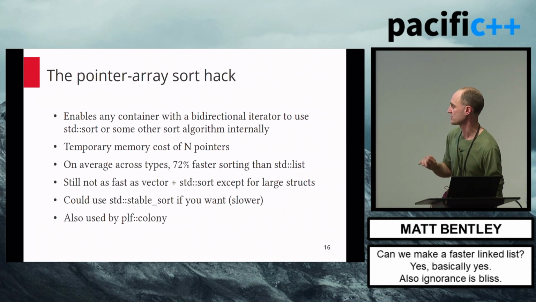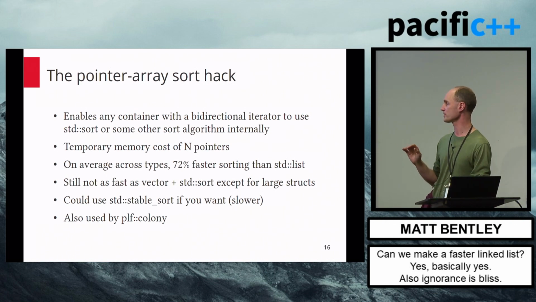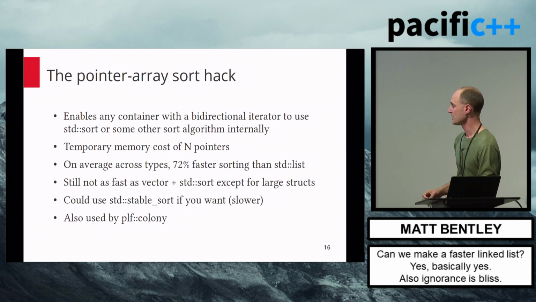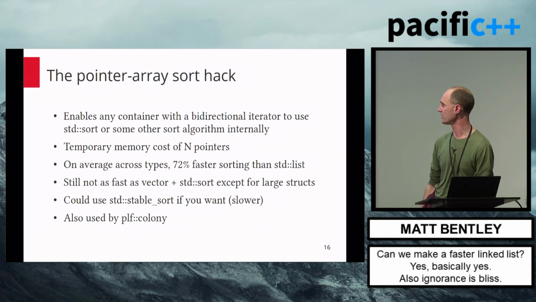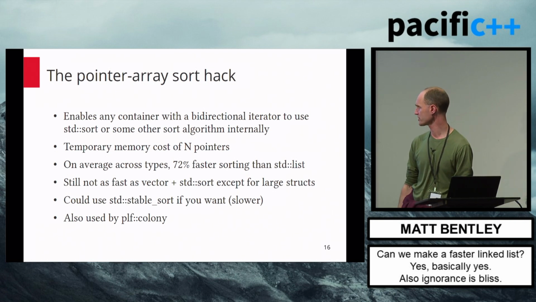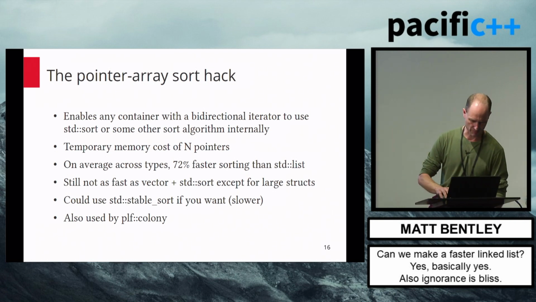It's still not as fast as sorting with a vector plus standard sort, except for large structs and smaller numbers of small structs. You could use stable sort if order-stable sorting is important to you. And I use this same process with colonies.